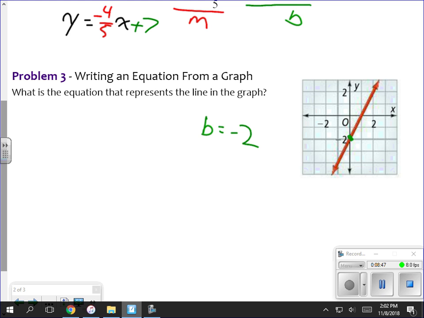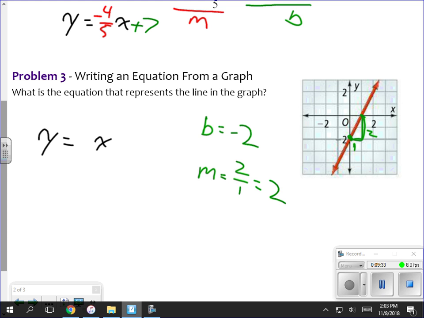Now I have to find my slope. So I do what we were doing the other day. Find points somewhere along the line where it crosses at the grid points and put in the triangle. As I go from one point to the other one, I go over 1 and then up 2. So our slope is rise over run, up 2 over 1. And what is 2 over 1? It's 2. I have my slope, I have my y-intercept.